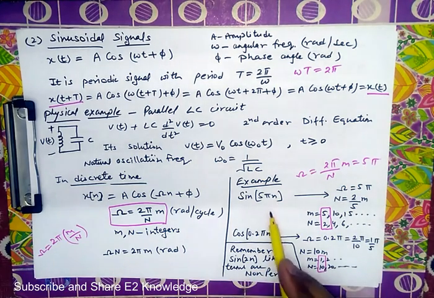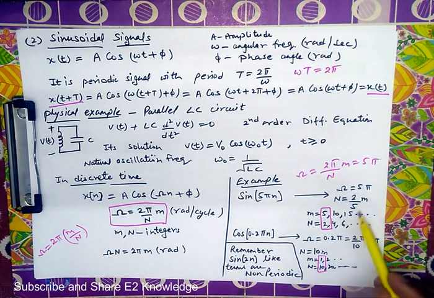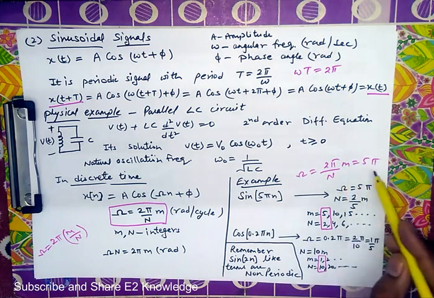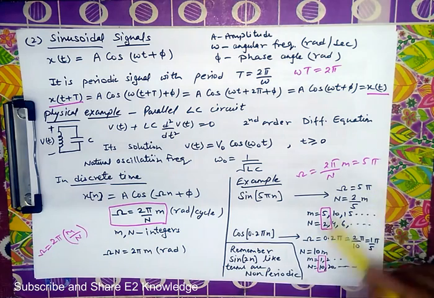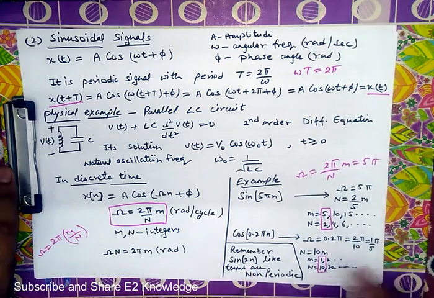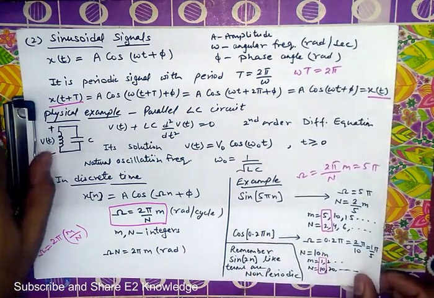Remember, if there is no pi in any sine 2n, sine 3n, cos 2n, cos 5n and so on, then it is always a non-periodic signal, because this equality will not hold good if there is no pi in the angle. So it is easier to remember that if there is no pi, that is a non-periodic signal, otherwise it may be periodic.